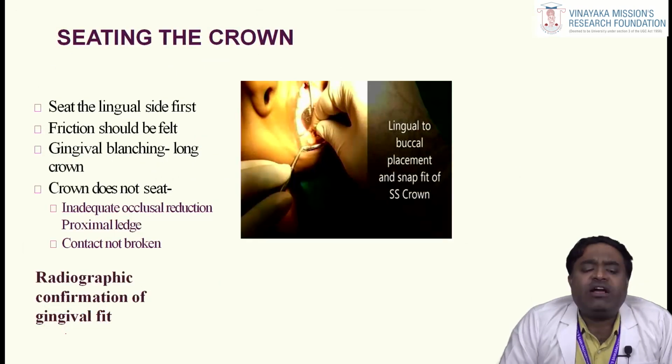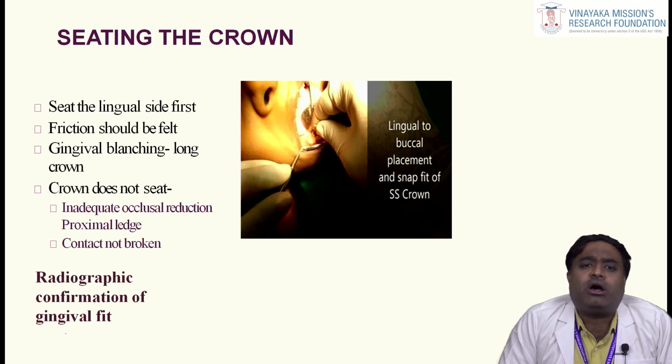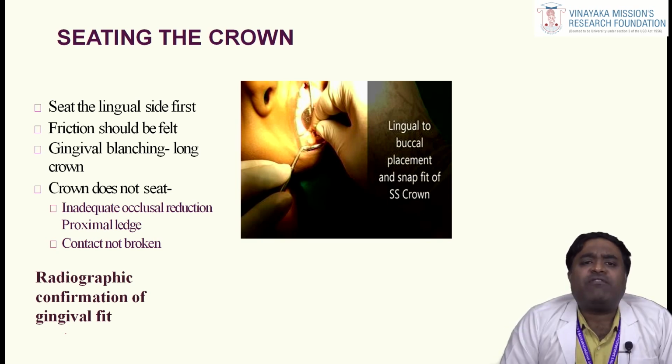Next, coming to the seating of the crown. First, we have to seat the crown from the lingual to the buccal, and we have to check the crown fit. There will be a snap sound when the crown fits. After that, we will confirm the gingival fit with a radiograph.